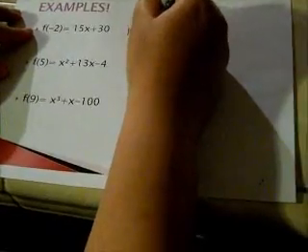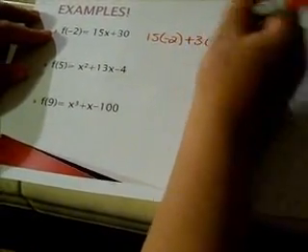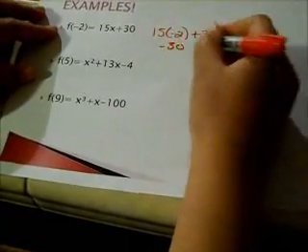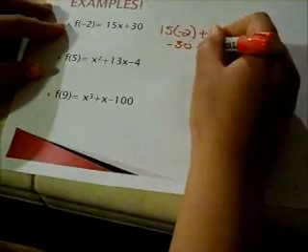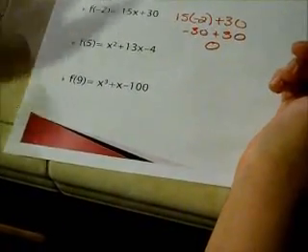Alright, -2 goes into this function. So, it's 15 times -2 plus 30. 15 times -2 is -30 plus 30. So the answer is just simply 0. They cancel each other out.